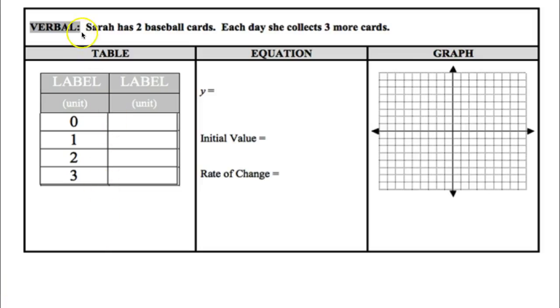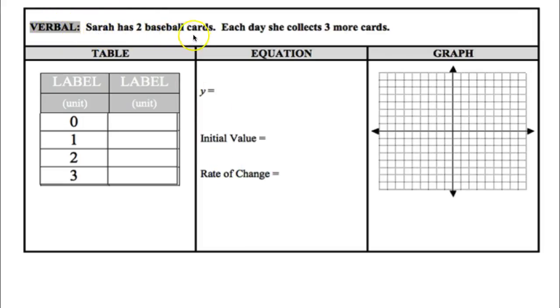So now we're going to take a verbal phrase and translate it into a graph, into a line on a Cartesian plane. You see over here where it says equation, y equals, this is where we're going to write the equation. The initial value, that's the starting amount, and the rate of change, that's how much the equation is going to change for each time period.